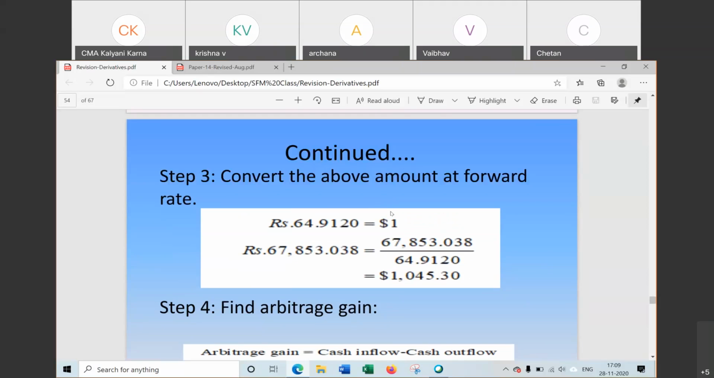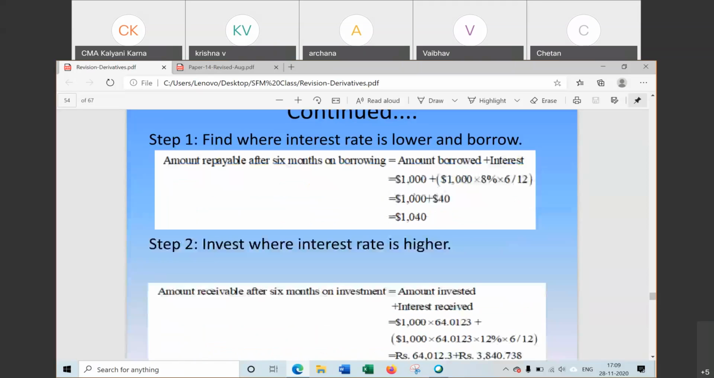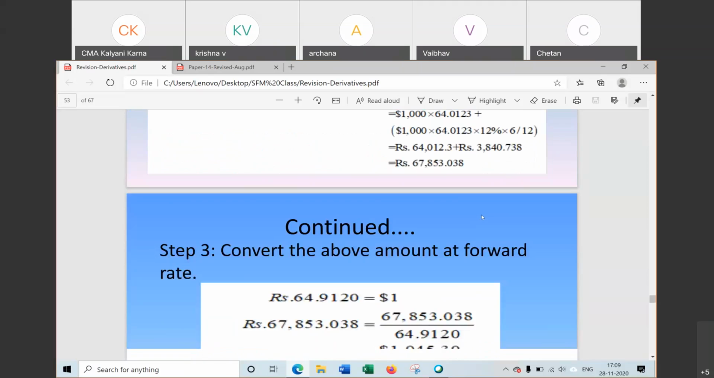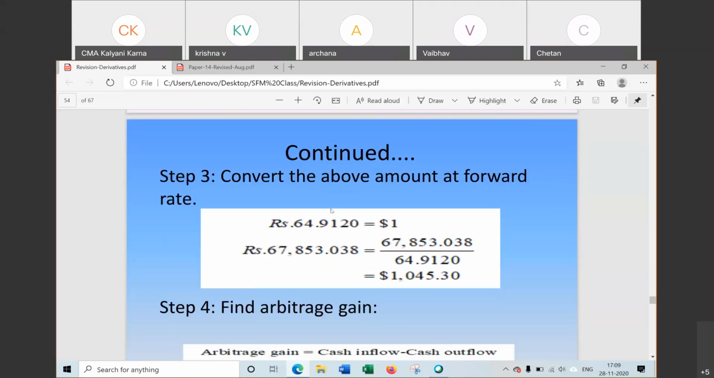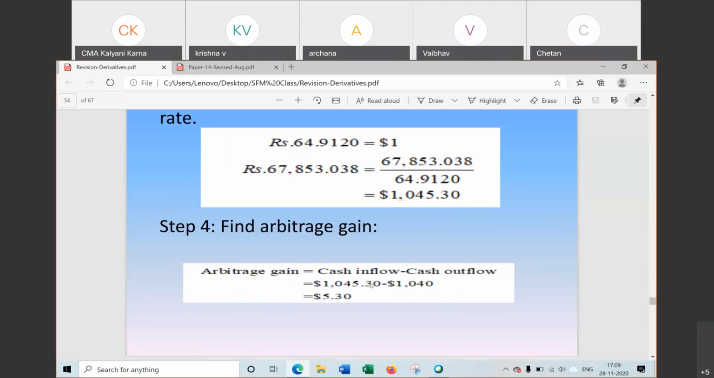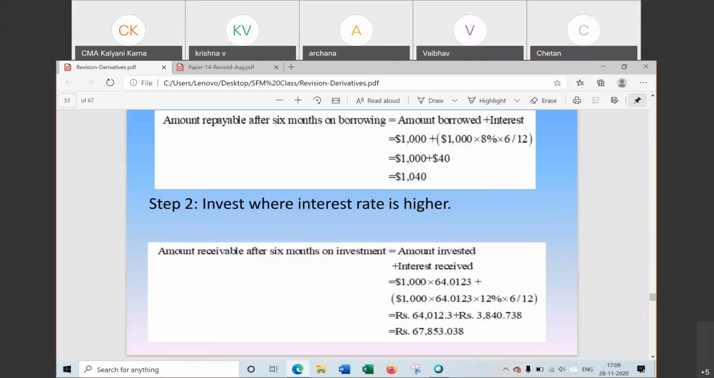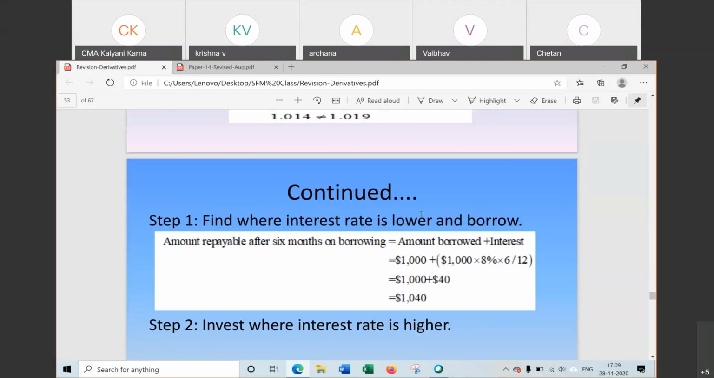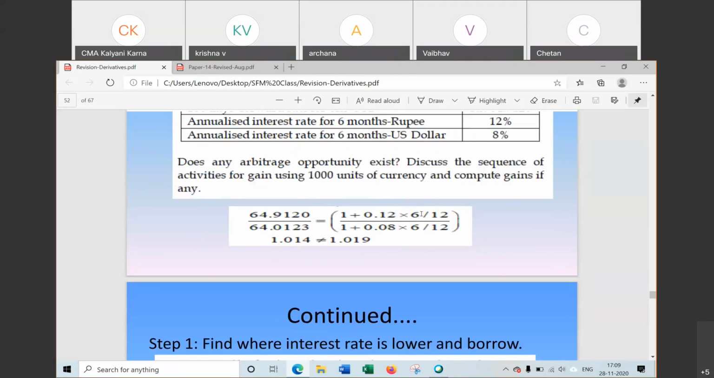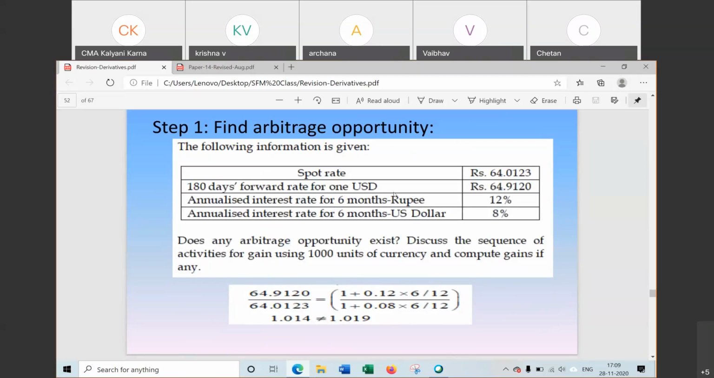Why will we take the forward rate here? Because here we are talking about the time after 3 months or 6 months. So we will take the forward rate, and after the conversion it will be $1045. Arbitrage gain will be cash inflow minus outflow. That is, cash inflow is this one, outflow is borrowing. So in overall summary, we can say in the case of interest rate arbitrage, a very popular question of this type, and a very short question also.